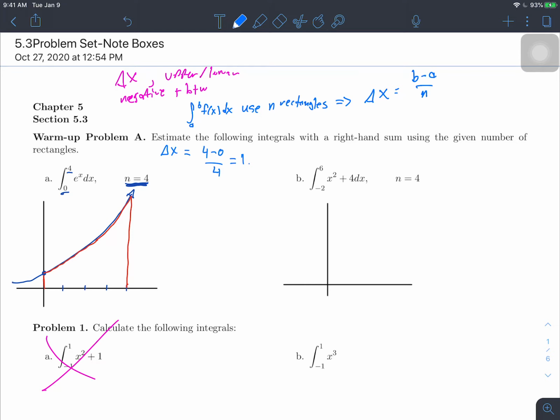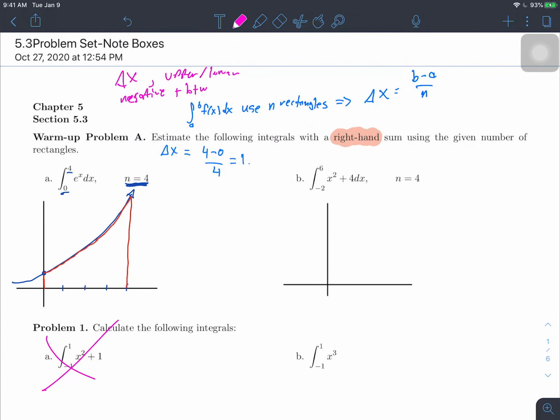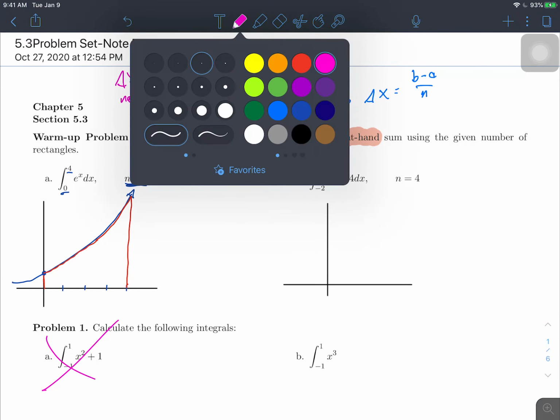Yasmin? Based on if you're using a left or a right Riemann sum? Yes. So we should pick the height of the rectangle based on whether we're doing a left-hand sum or a right-hand sum. For our problem, they tell us to do a right-hand sum. So my rectangles are going to be, let's pick a good color for this. Right-hand sum, we'll do green.